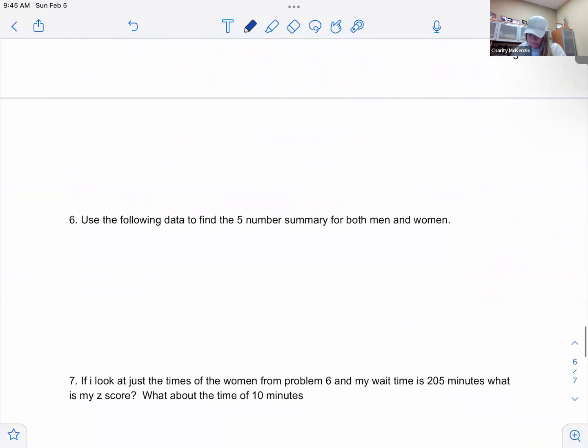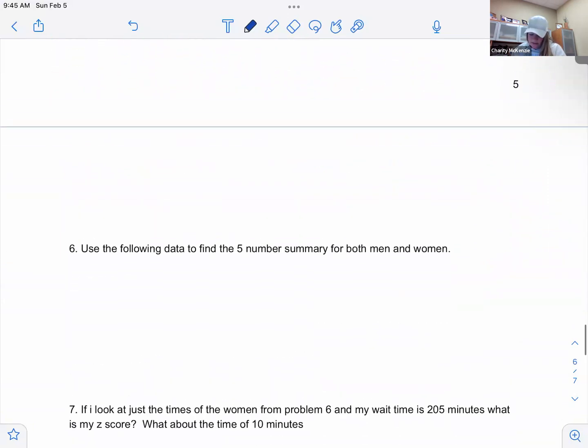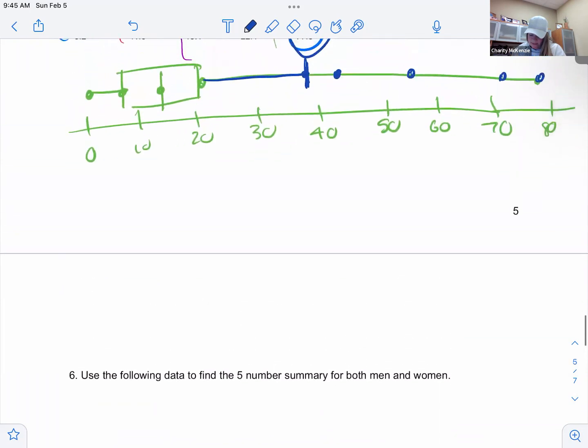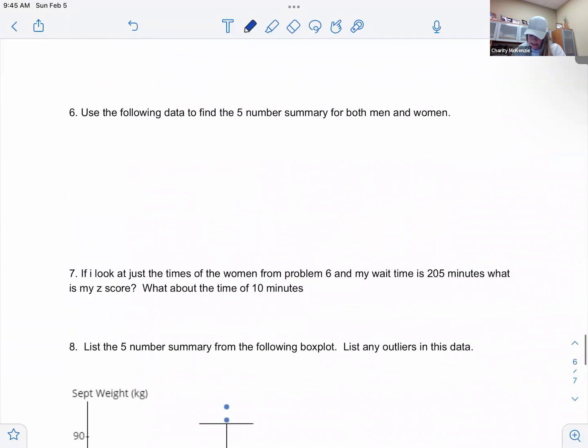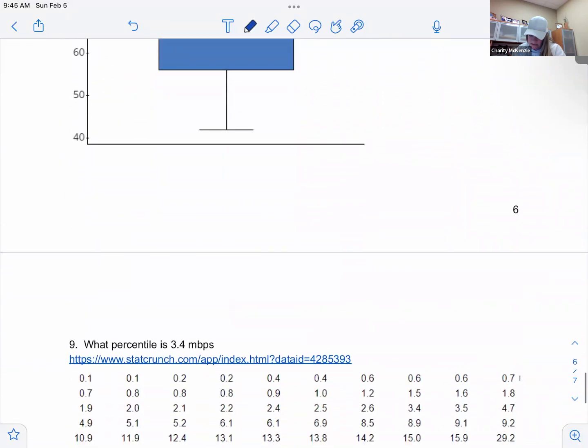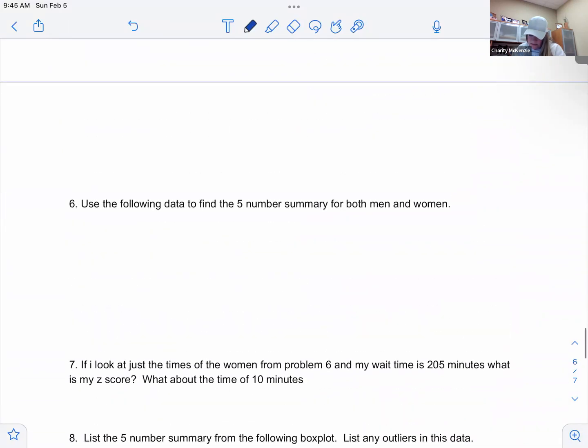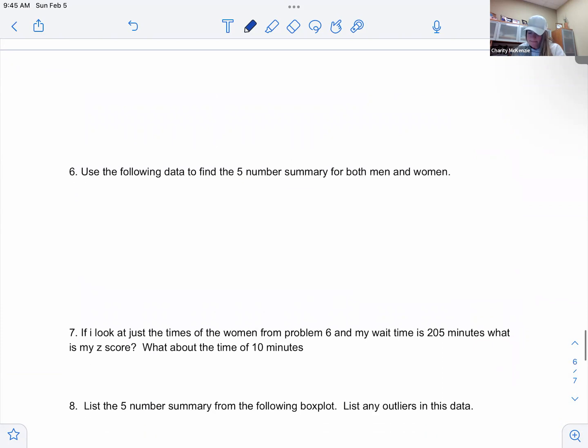Okay. Using the following data, find the 5-number summary for both men and women. Where's the data for that? I know where the data is, but I did not add it on here for me to click into.